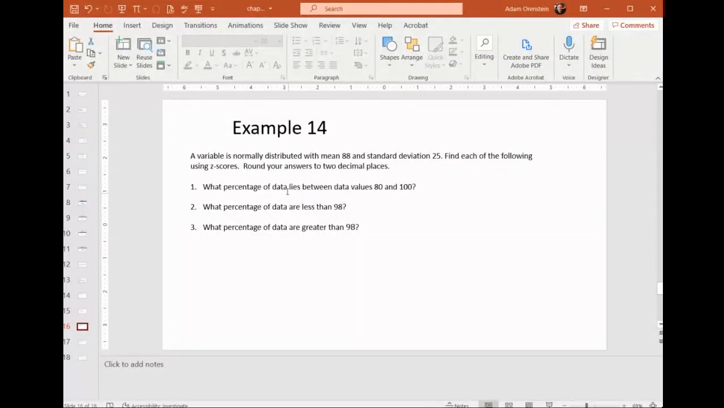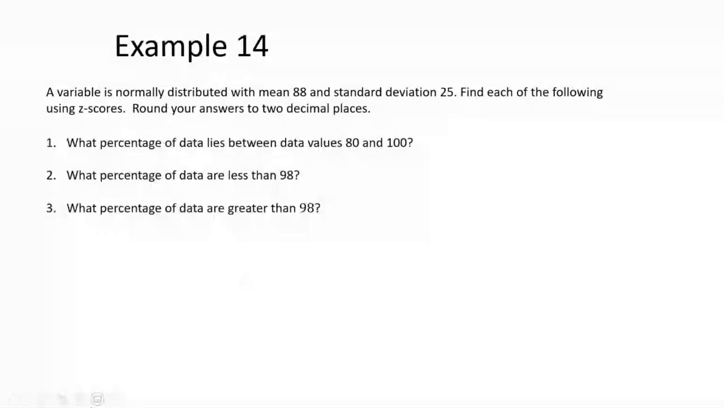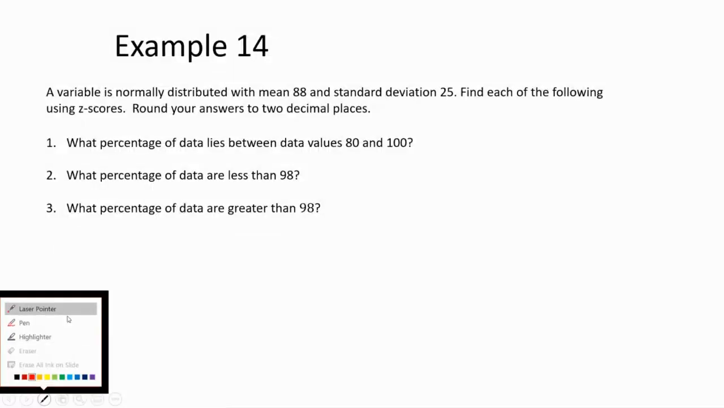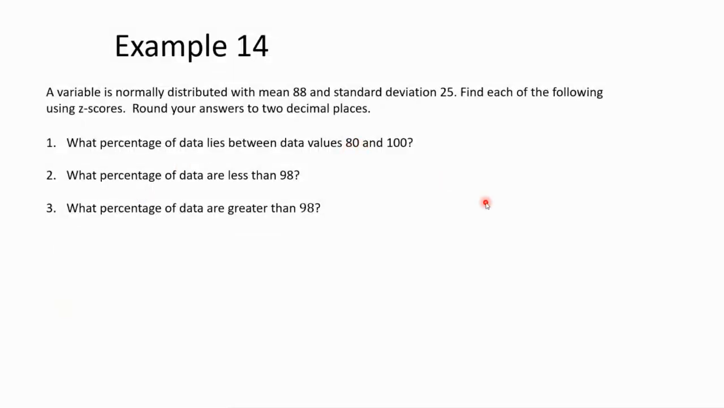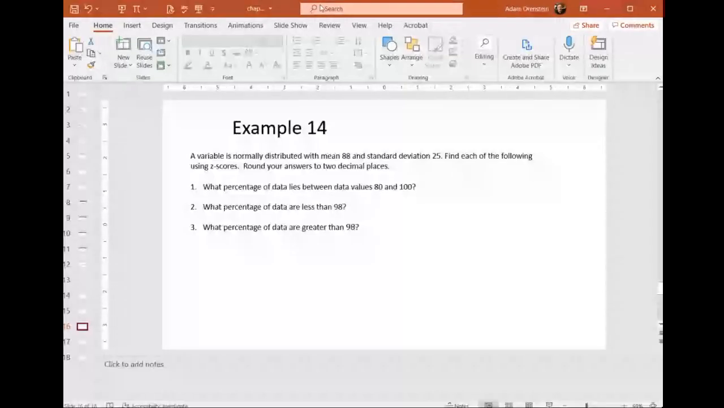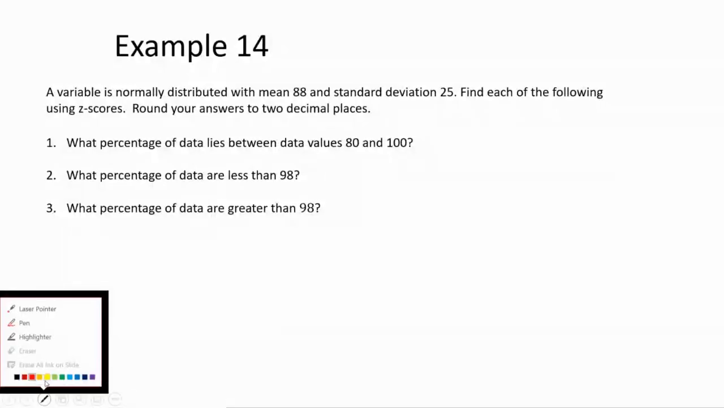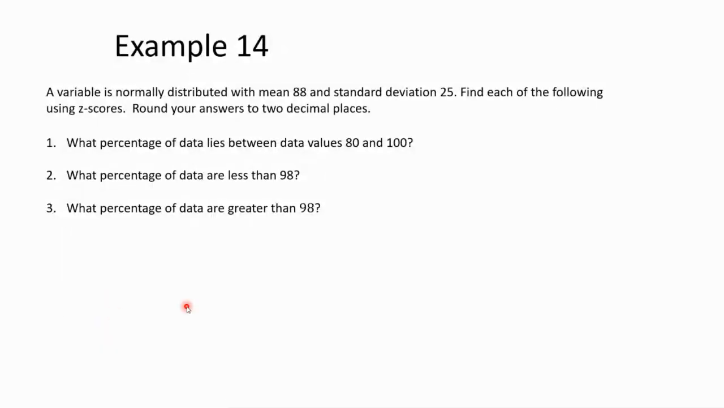So we have a variable here, right? It's normally distributed, okay? The mean we have is 88, and the standard deviation we're told is 25. We want to find each of the following using z-scores, okay?